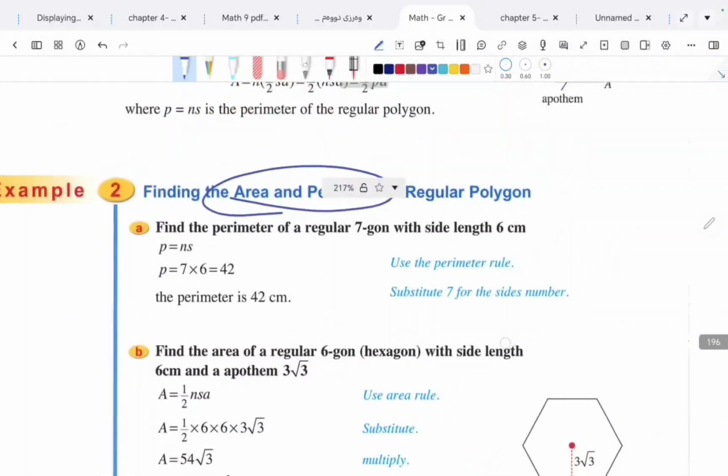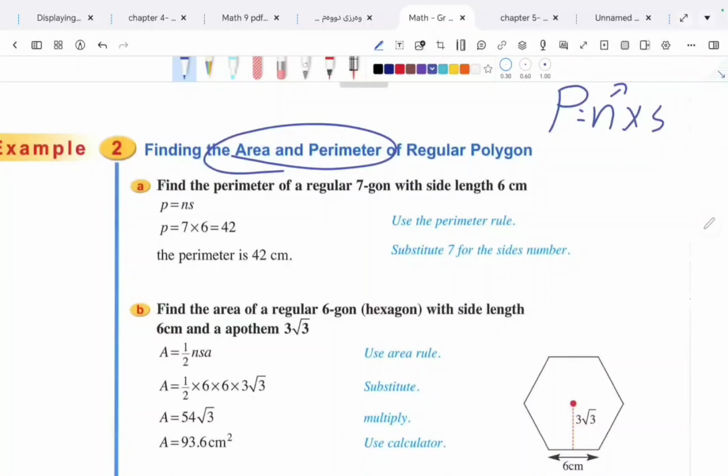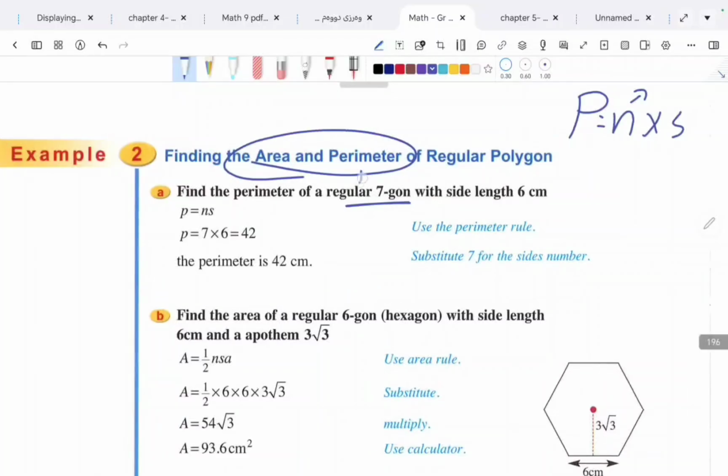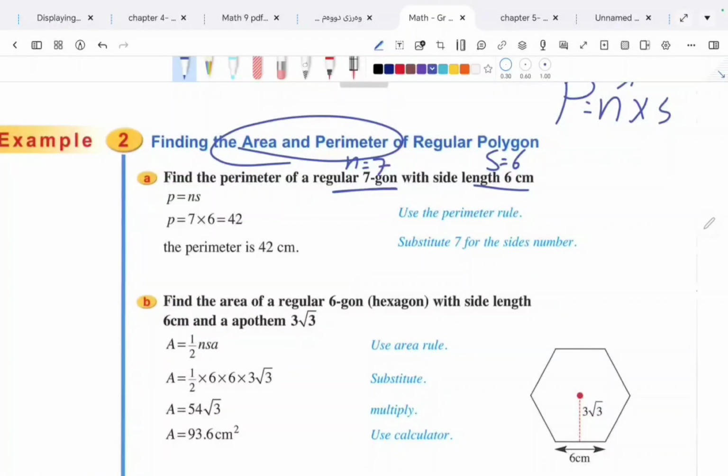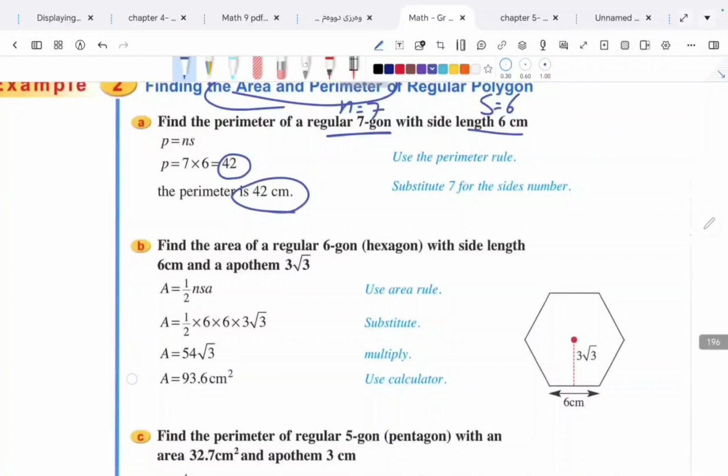For perimeter, P, we have the rule n times s. n is the number of sides, and s is the side measure, the length of the side. For example, find the perimeter of a regular 7-gon. So n equals 7. Pay attention to s and n. n equals the number of sides, s is the side length, which is 6. So s equals 6. Multiply them: n equals 7, s equals 6, so the perimeter is 42 centimeters.